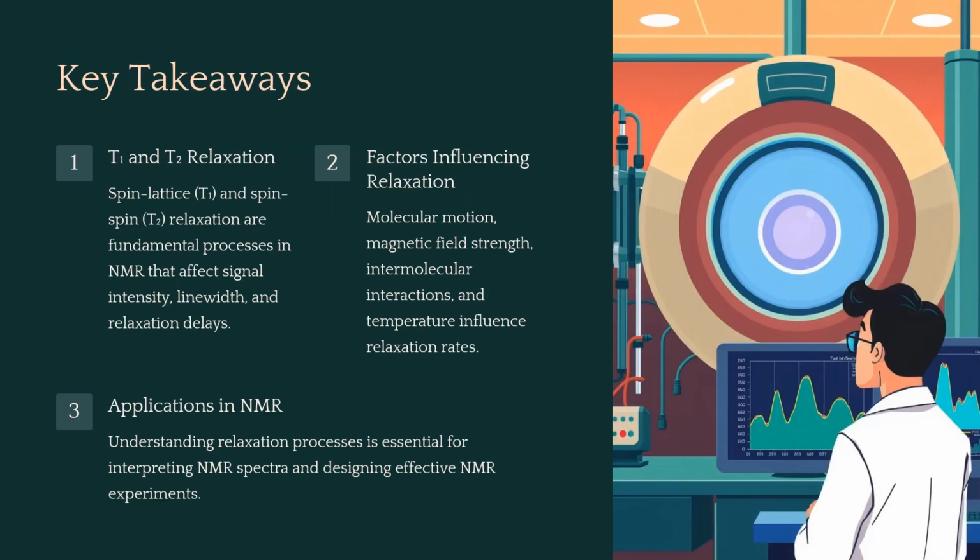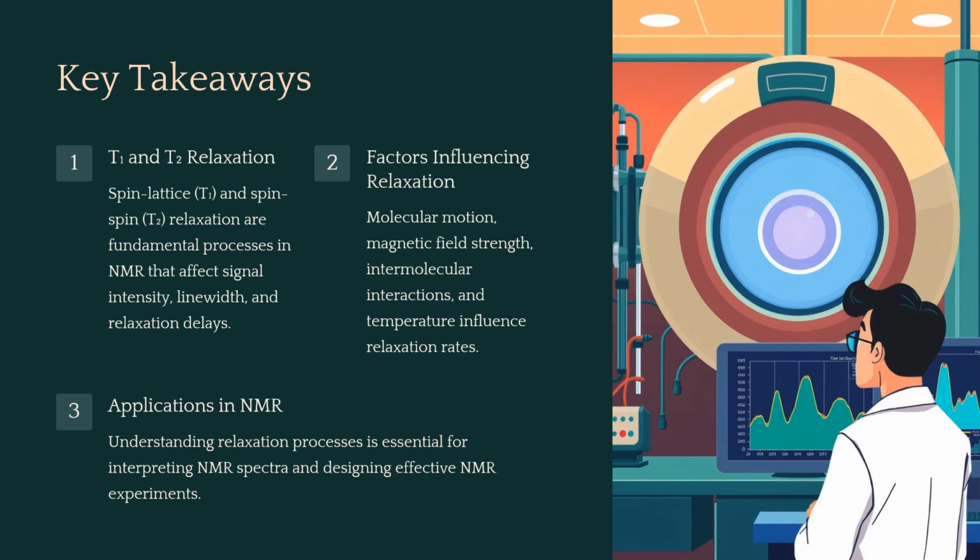Both spin lattice, T1, and spin-spin, T2, relaxation are key processes in NMR that have a direct impact on the signals we observe. These processes influence signal intensity, line width, and the relaxation delays that occur in the NMR spectra. Understanding how these processes work helps in interpreting the signals and improving data quality.